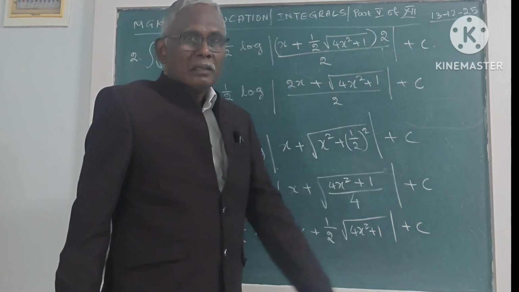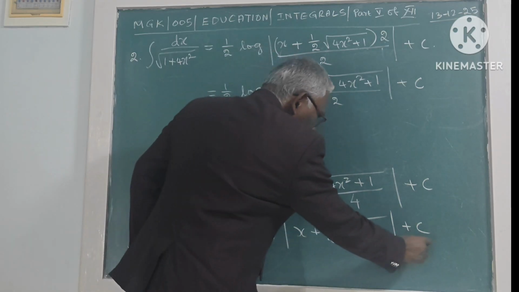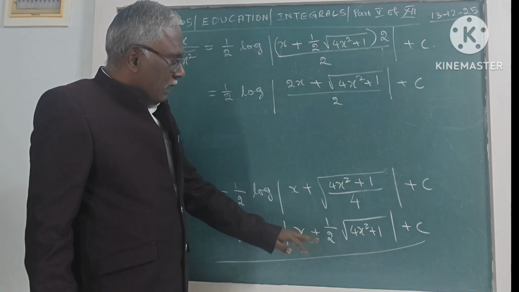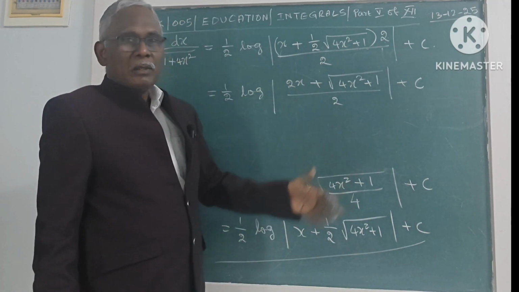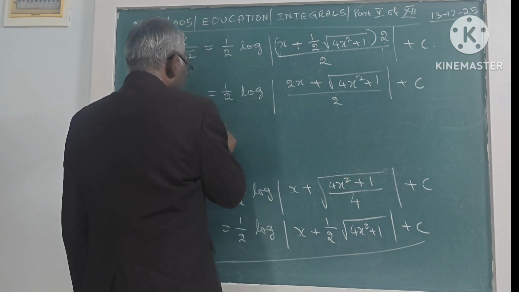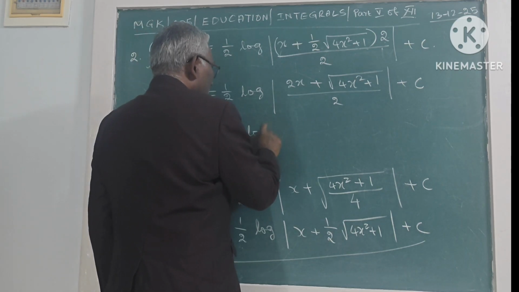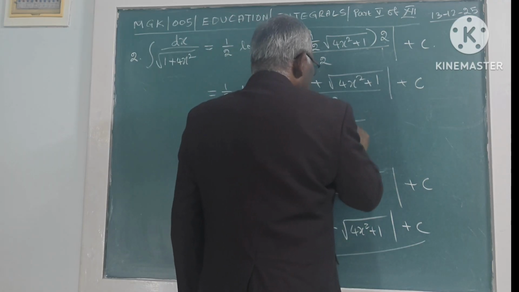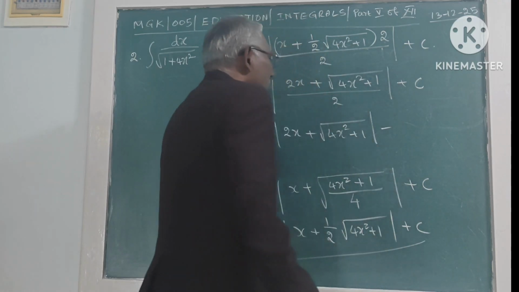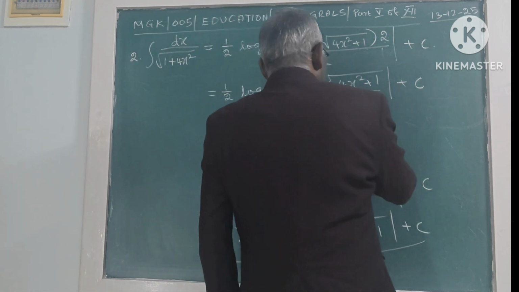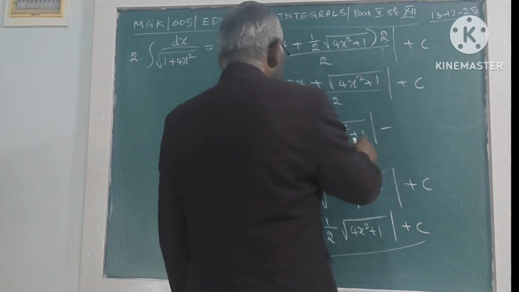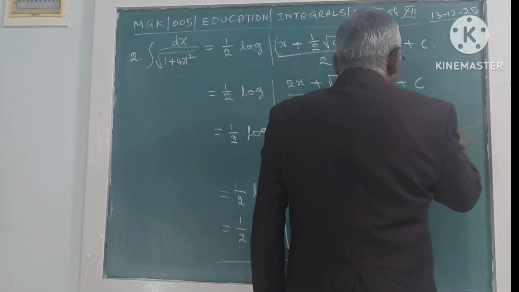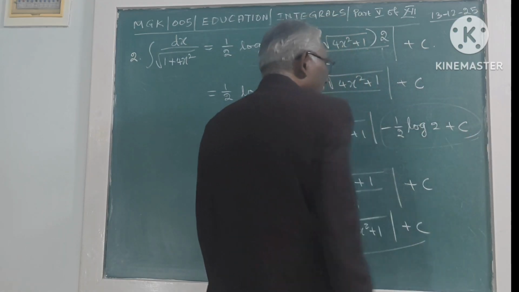So this is log m by n form, so log m minus log n. Actually we can leave it here. This is the answer, we can leave it like this also. But to bring back the answer we got earlier, I'm just doing these steps. So this we can write as 1 by 2 times log of 2x plus square root of 4x square plus 1, minus half times log 2 plus c. So this we can replace as some other constant.